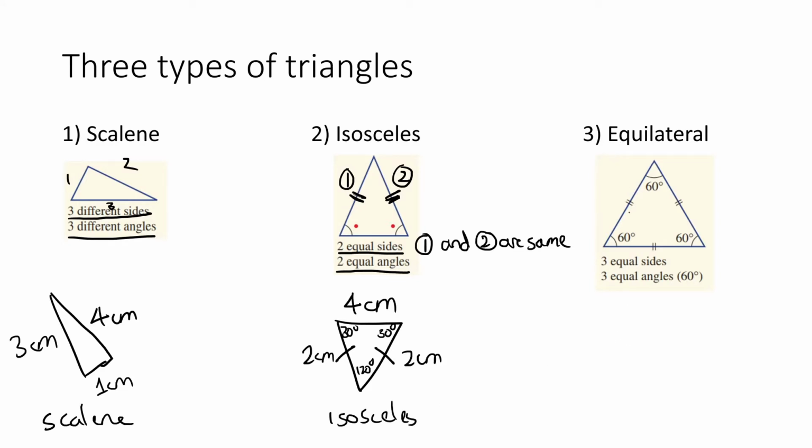Last type of triangle is equilateral. All 3 sides are the same, and all 3 angles are the same. So you have a triangle, all the sides will be marked the same, because it is the same length, so they'll all be 2 centimeters. The angles are always 60 degrees in the equilateral triangle. So all of the angles are 60 degrees. So you need to make sure you know each of the types of triangles.